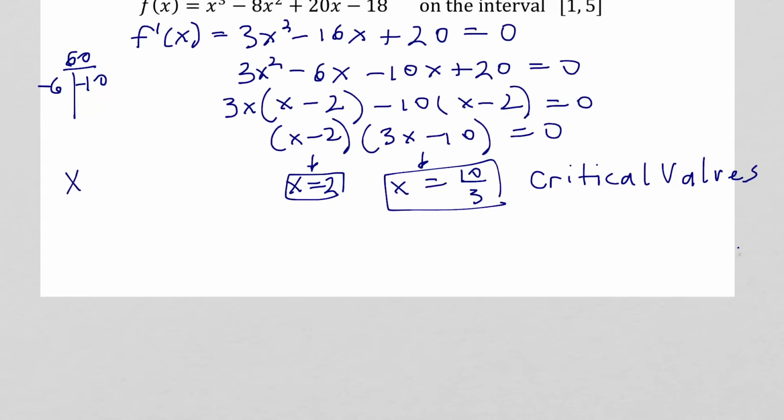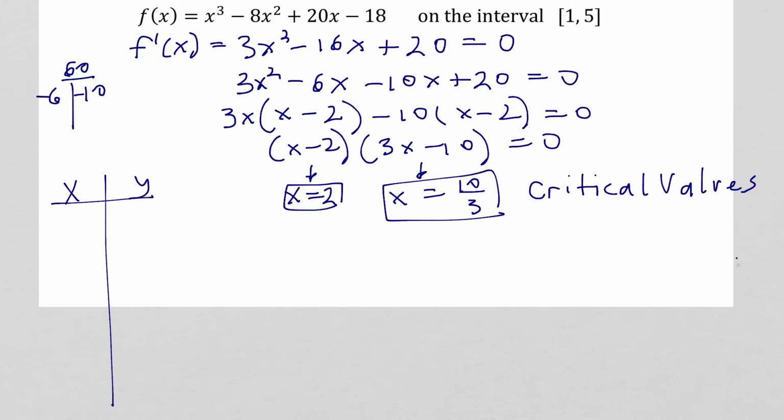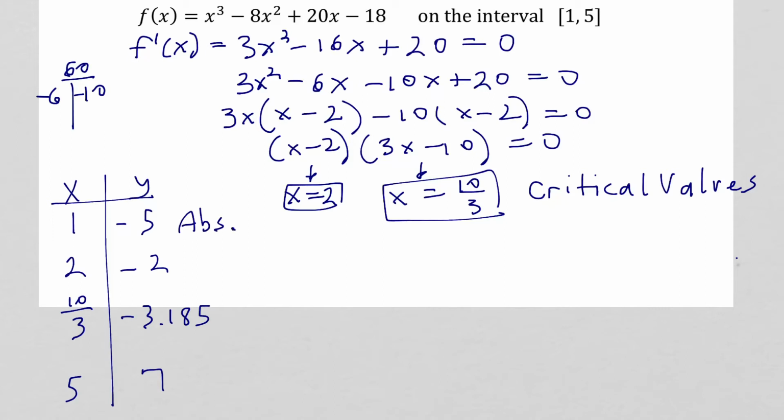So I'm going to make a little chart. My left endpoint is 1, and then I'm going to go in order, 2, then 10/3, and then my right endpoint is 5. I'm going to sub those values into my function to get my y value. I'm going to write those down. And then I'm going to find the lowest value, which will be my absolute minimum. So that's the first value here. This will be my absolute minimum. And the highest value will be my absolute maximum. So that would be this value here.